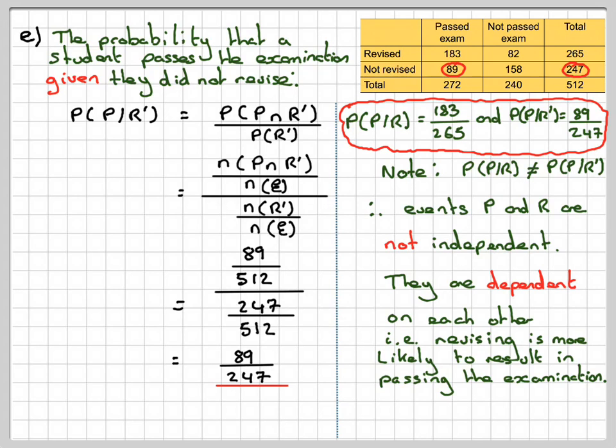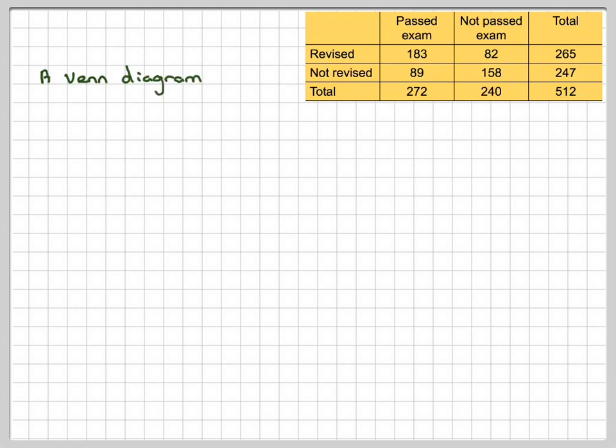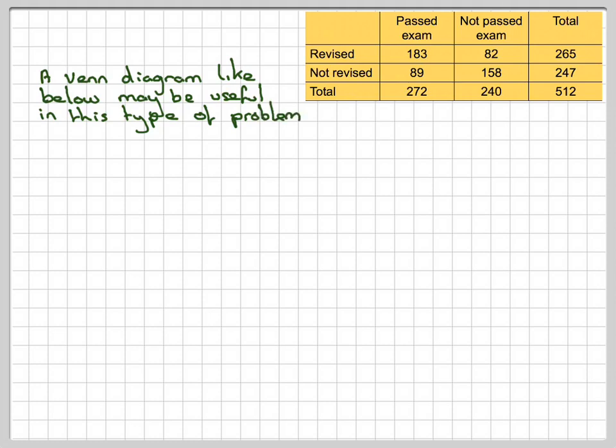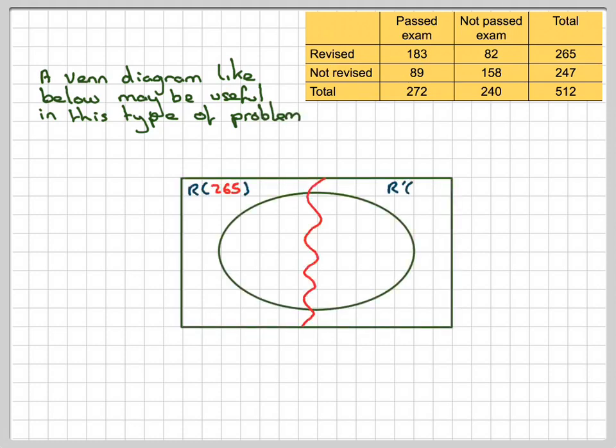Now, there is a different way of representing this table, and it could be done by using this Venn diagram. So you have a universal set, and here you have one of the items. So revising is 265, not revising is 247.